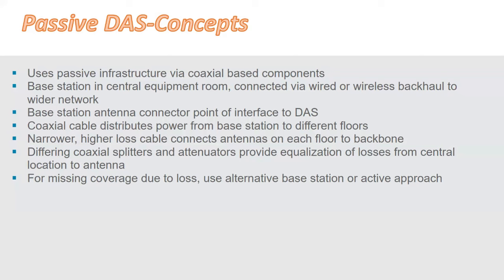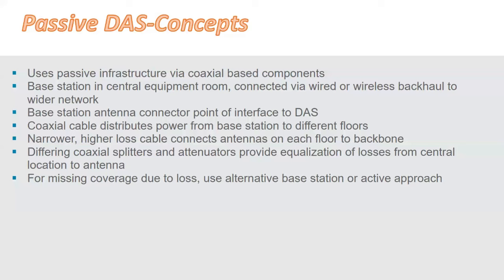So passive systems tend to be applied mostly for small to medium sized buildings where coverage is provided by multiple operators in the same building. Multiple base stations are located in the equipment room and combined together so that the cost of installation of DAS can be shared among the operators. So in this case, it's important to ensure that the combiner provides sufficient isolation among the various operators, right?